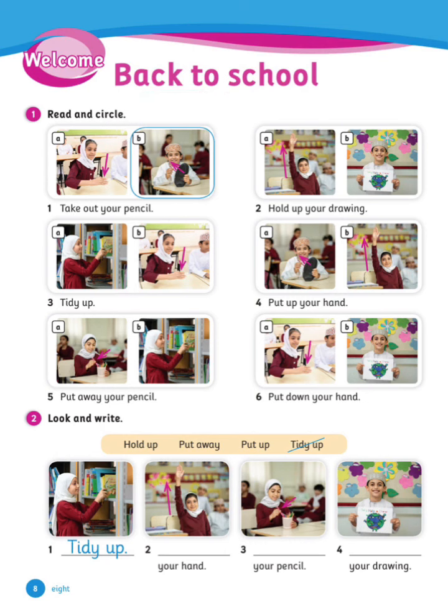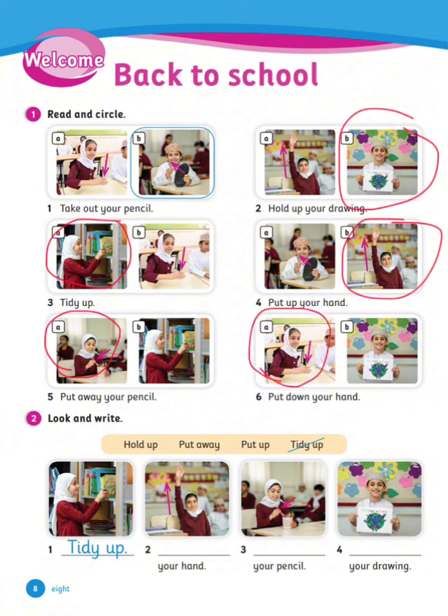Read and circle. Let's read the sentences and circle the picture that matches the sentence. Number 2. Picture B. Hold up your drawing. Number 3. Picture A. Tidy up. Number 4. Picture B. Put up your hand. Number 5. Picture A. Put away your pencil. Number 6. Picture A. Put down your hand.